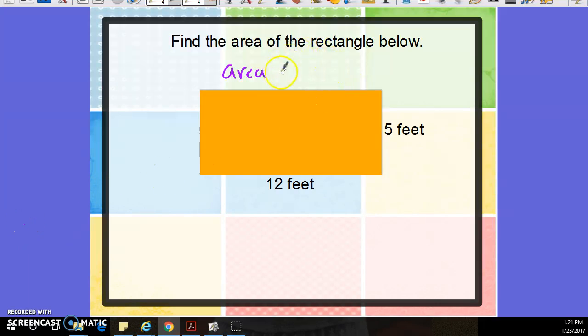Alright, so in order to find the area of a rectangle, it is what? Length times width. So for this one, it would be 5 times 12. And what would it be? 60. 60 feet squared. That would be your area.